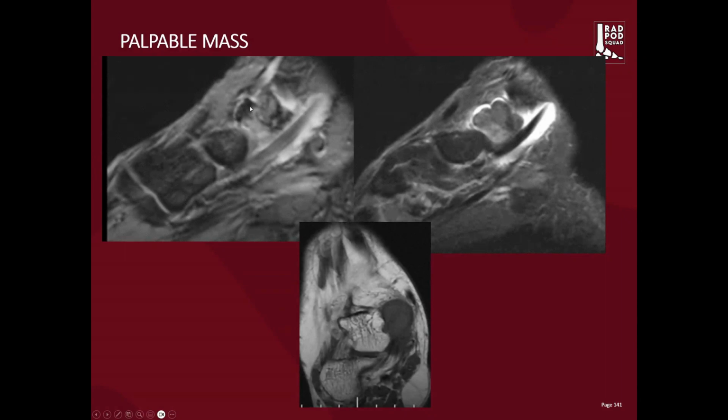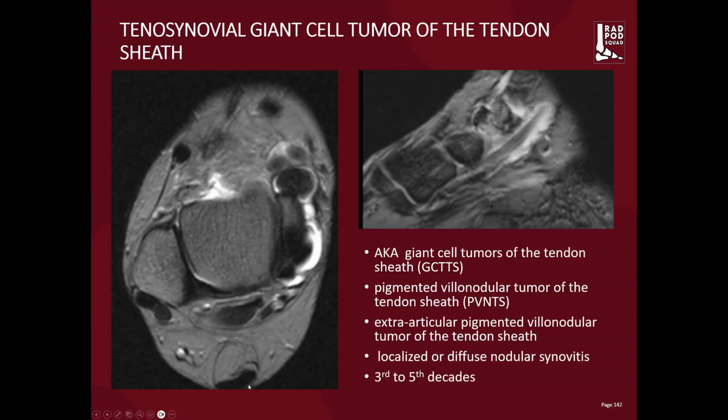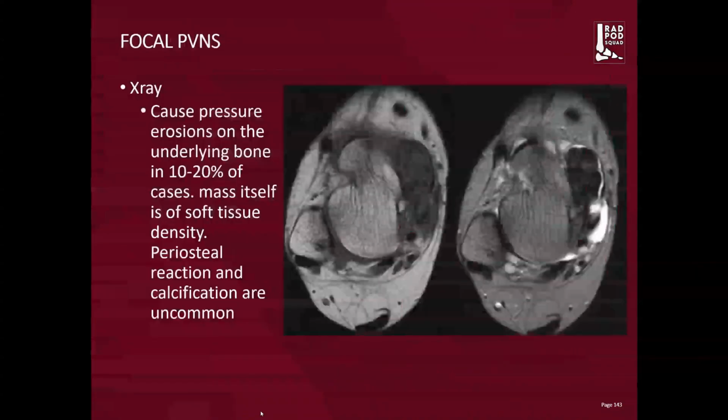And furthermore, we see that on gradient echo image, a portion of this lesion is seen even better, even blacker, and that's called blooming. And that's right, this is a tenosynovial giant cell tumor of the tendon sheath, also known as giant cell tumor of the tendon sheath. This is an extraarticular pigmented lesion considered to be part of a localized nodular synovitis occurring in the 3rd to 5th decades. On x-rays we can see it causes pressure erosions on underlying bone in about 10 to 20% of cases. The mass itself is usually of soft tissue density, but periosteal reaction and calcification are uncommon in this entity.